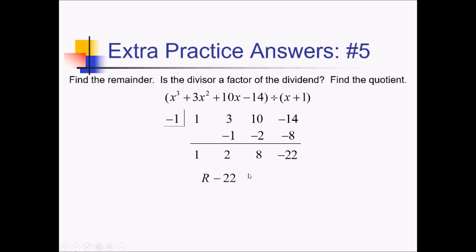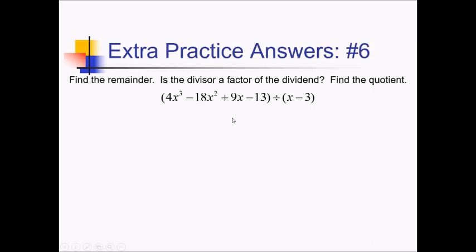Since that's not 0, that means x plus 1 is not a factor of the polynomial. For the quotient, that's all the numbers in the bottom except for the remainder. So we have a 1x to the second power because our quotient is going to be one exponent lower than what we started with. We divided an x cubed by an x to get an x squared down here. And after that we have a 2x, and then this 8 really means plus 8.